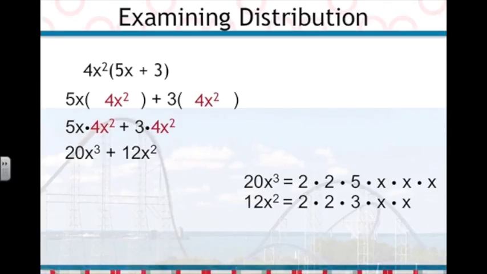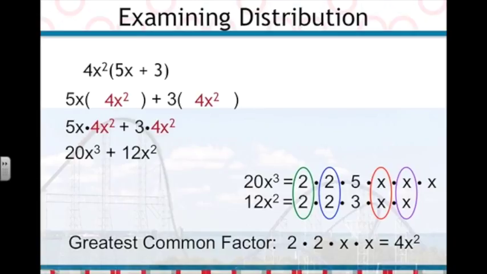If I look at the whole term, 12x squared, I can now write it as 2 times 2 times 3 times x times x. Now that we have both terms factored completely, let's look at which factors they have in common. They each have a 2, another 2, an x, and another x. These are each common factors. But if we take all these and multiply them together, we get the greatest common factor, 4x squared, which is what we originally distributed.